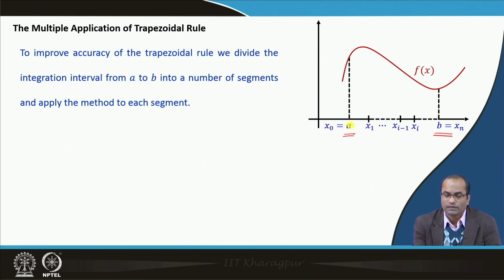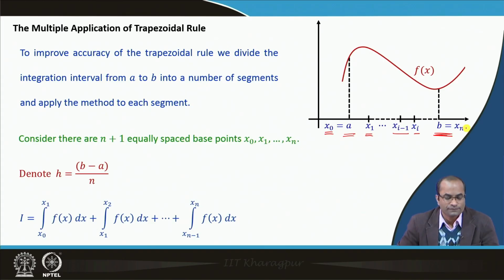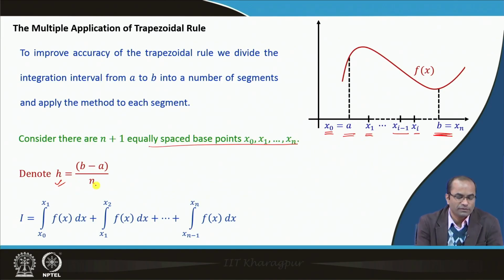So from a we are calling x naught, then x 1, x 2, x 3, x i minus 1, x i, and the last point is b, which we are calling x n. So we have taken n sub intervals with equally spaced points x 0, x 1, up to x n, so that h is (b minus a) over n. So h is the distance between two points, and it is kept the same, or equidistant points. This distance is the same between any two points. So the given integral is split into these n integrals. One is from x 0 to x 1, then x 1 to x 2, and so on.